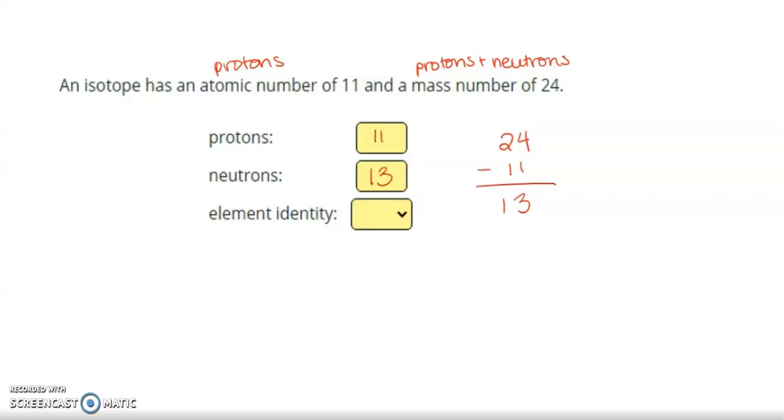Now the element identity is based on the number of protons. Number of neutrons may change. There could be 37 neutrons in this, but if there are 11 protons, that's what you base the element on. So in this case, you look at the periodic table and you can see that the element is sodium, or Na.